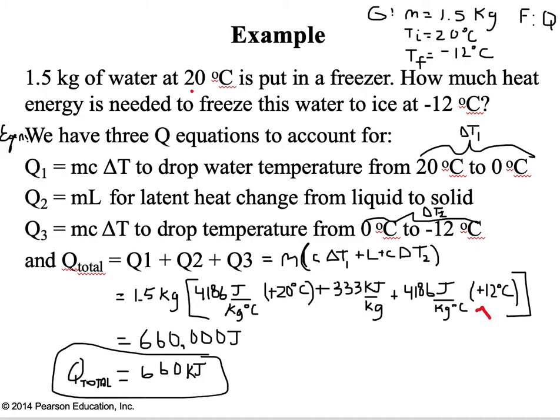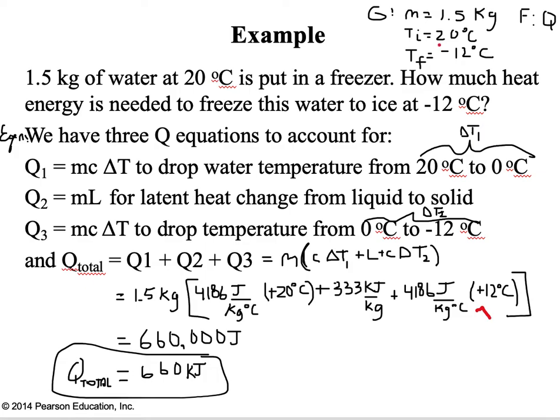You want to pull the heat out of the water, and you want to lower the temperature of the water to 0 degrees Celsius, where it's going to then go into latent heat. It's going to convert from water into ice. And then you want to continue lowering the temperature down to minus 12 degrees Celsius.